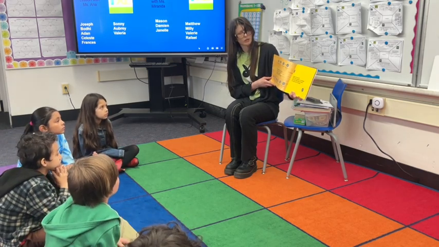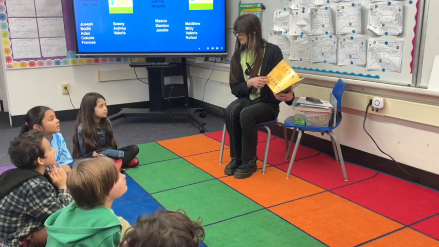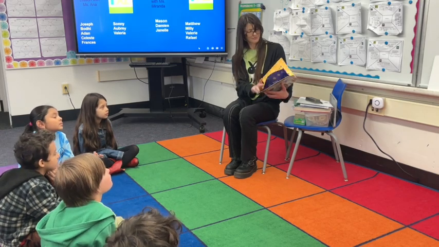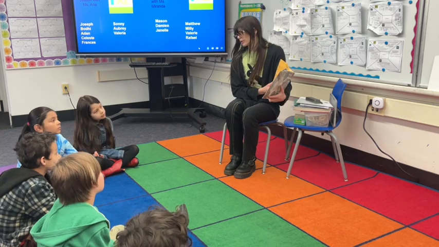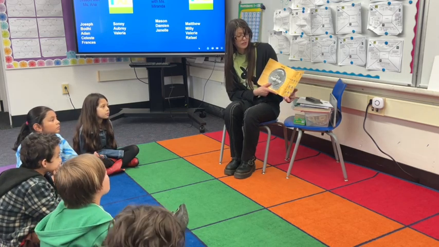And what coin can we trade 2 quarters for? What color is that coin? Is it gold or silver? There are many ways to make this amount. Let's jump right in and start to count. Can we think of a way to make 50 cents in different coins?